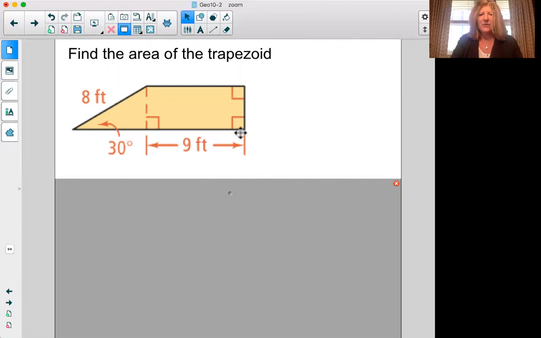In this case, we know this part is 9, so we know this first base up here, base number 1, will be 9. But to get all of base number 2, we're going to have to figure out this little chunk and add it to this 9. So this whole base number 2 has to be added to base number 1. We're also going to have to come over here in this 30, 60, 90 triangle and figure out what the height is, the height of the trapezoid.